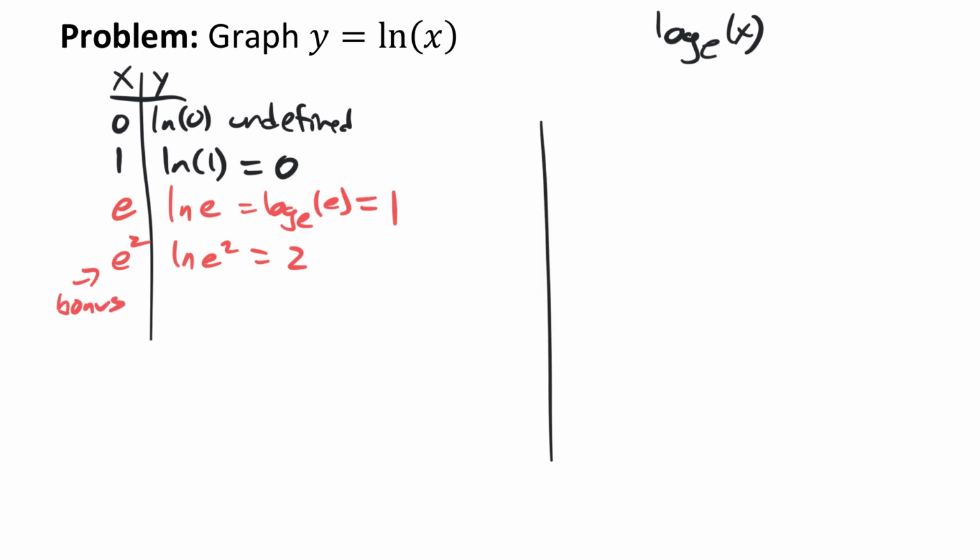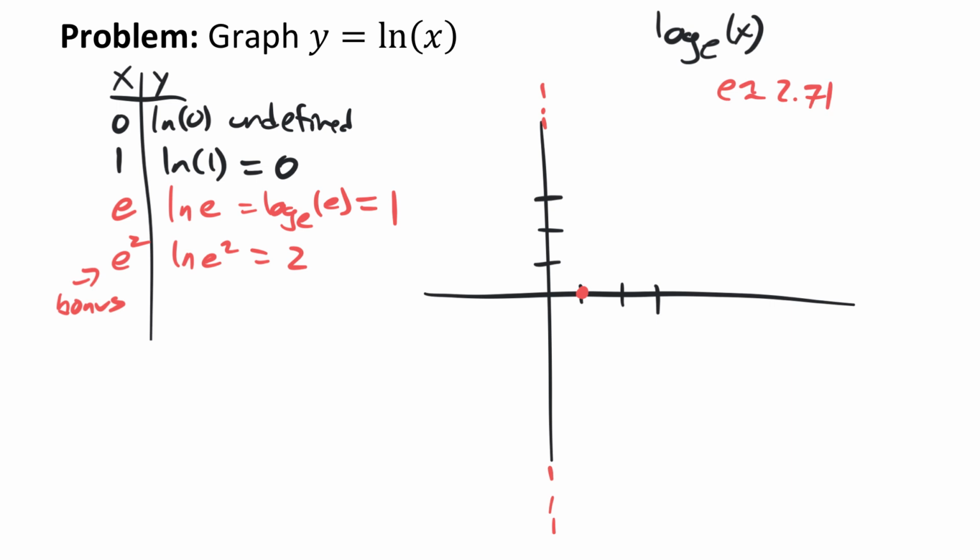All right, let's go ahead and set up my xy axis here. 1, 2, 3, 1, 2, 3. I got my vertical asymptote right here at 0. At 1, I got 0. Now e, remember e is 2.71. So e is kind of like right here on the axis, right? It's between 2 and 3. And so I got a point right there at e and 1. Then we connect the dots. Boom, we got our log graph. In this case, our ln graph.